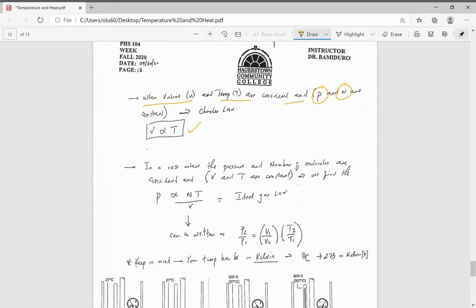So there's a direct correlation between volume and temperature. That's if we hold the pressure constant. And we also hold... What do we have here?